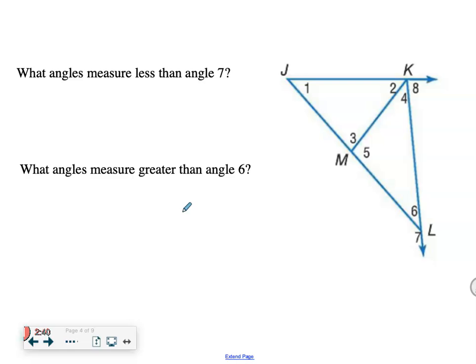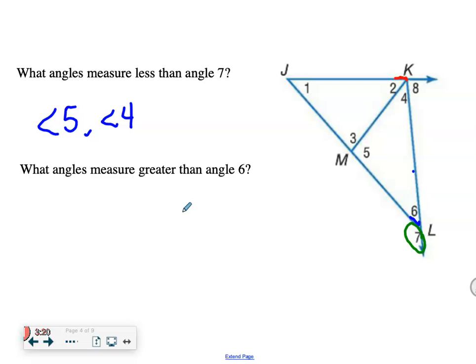So now if we look at angle 7, this angle right here, which angles are less than 7? I'll tell you there are 4 above. I'm gonna say 5, 4, 2, 1. We know 7 has to be bigger than 6. Okay, let's look at this triangle here. What 2 angles have to add to be 7? 5 and 4. So I know it has to be bigger than angle 5, and it has to be bigger than angle 4.